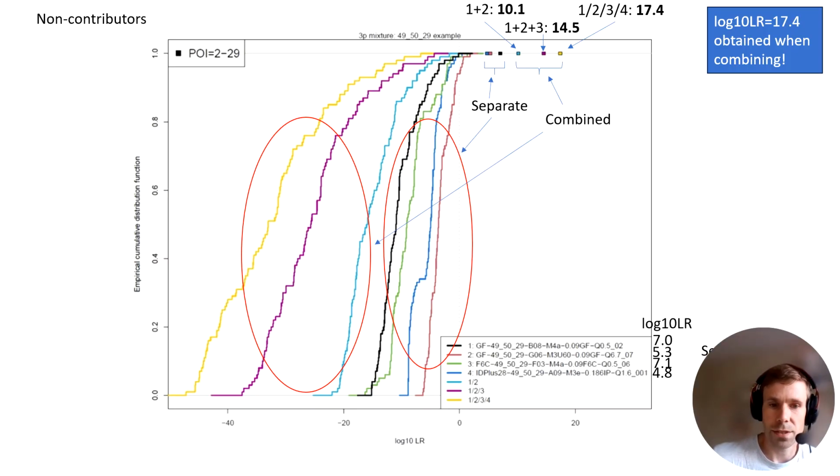And the opposite trend was observed for the non-contributors. We can see from these distribution curves, these cumulative distributions, that the distributions are further away from each other the more samples that are combined.